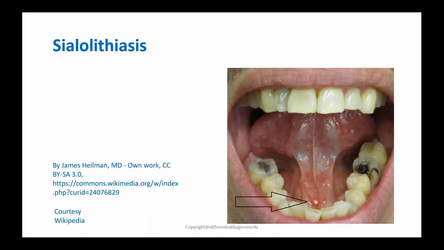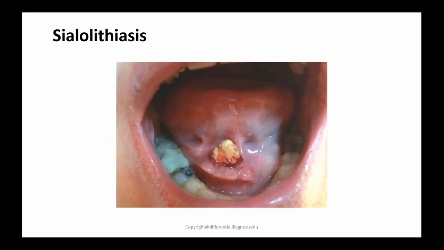And this is how it will present. This is the stone. Sialolithiasis. Again, another image. Submandibular gland, sublingual.